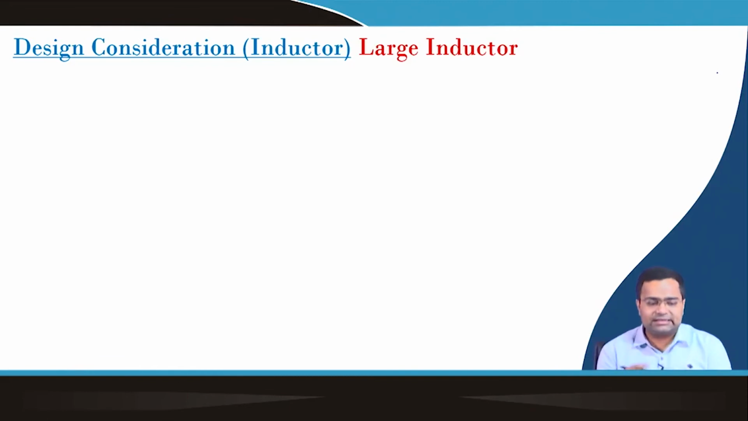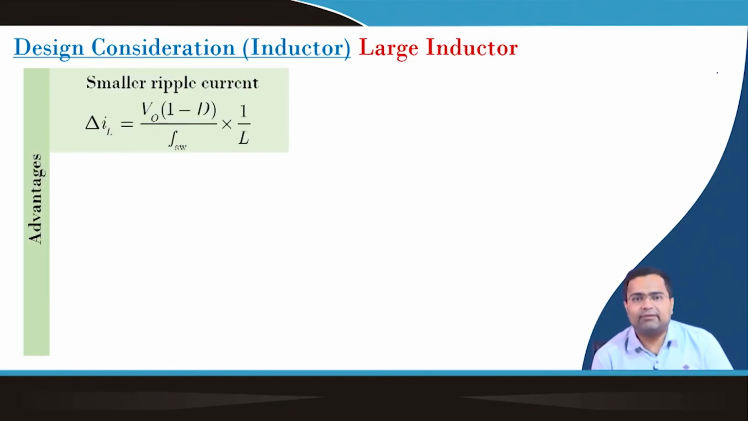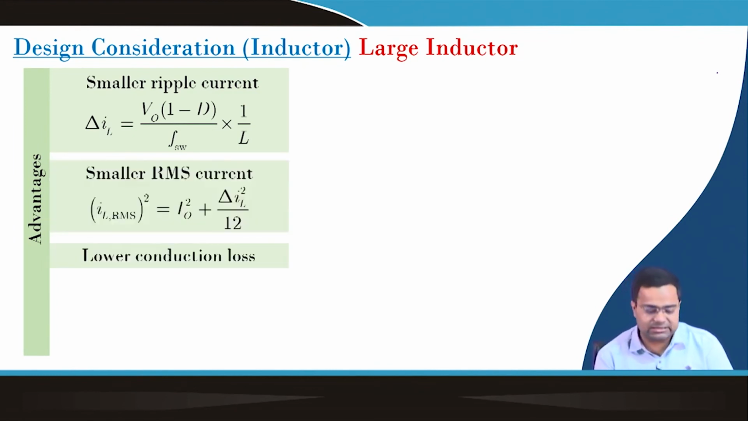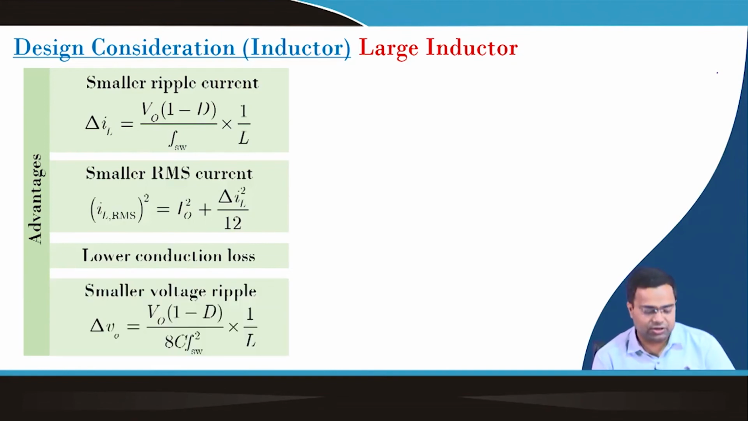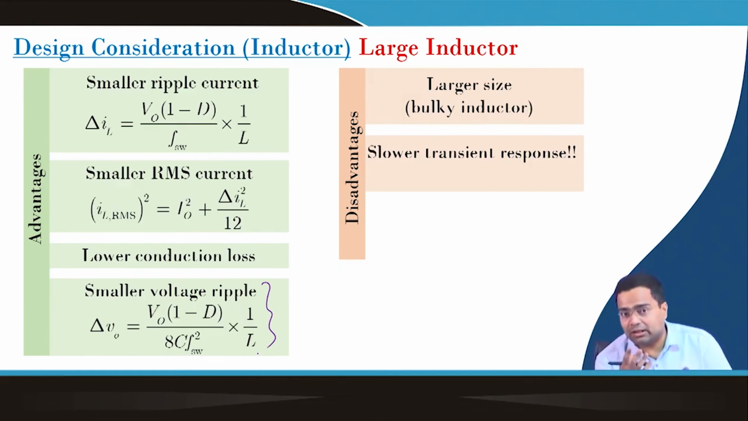Okay. So, for the design consideration of the inductor, if you take a large inductor, the advantage is that you can reduce the ripple, you can reduce the RMS current, so you can reduce the conduction loss, and you can also reduce the output voltage ripple. What are the disadvantages? The inductor size will naturally increase because the value of the inductance is high, and we saw that the load transient response is slower.